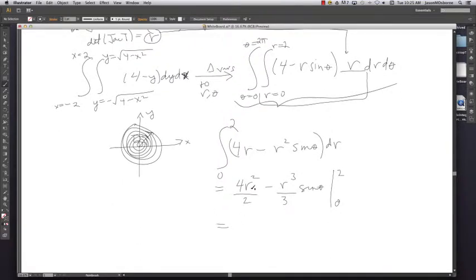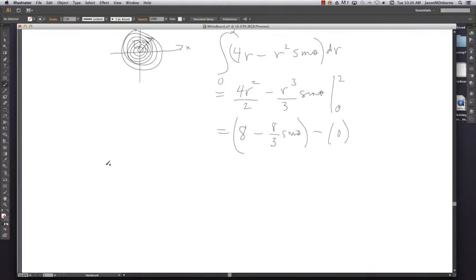Which gives you 2 squared is 4, 16 divided by 2 is 8. R cubed is 8, and then we get sine of theta. That is the top limit, and you get 0 for the bottom limit. So let's move on now to the second integral from 0 to 2 pi of the function of theta that we found from the first piece, 8 minus 8/3 sine of theta, d theta.